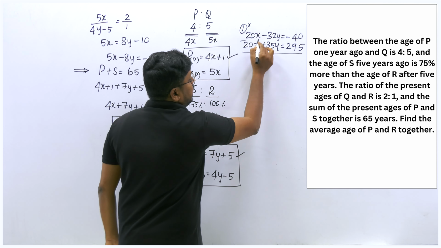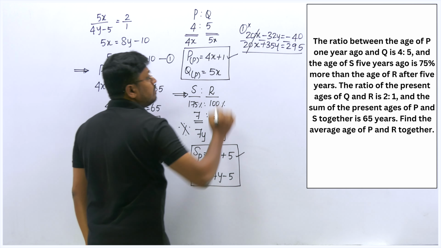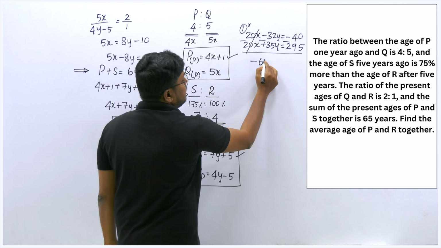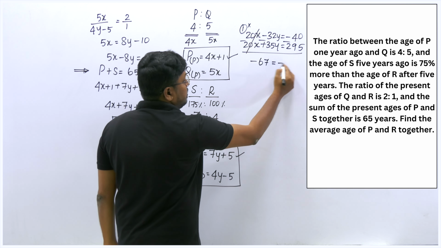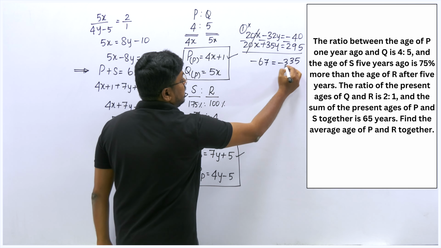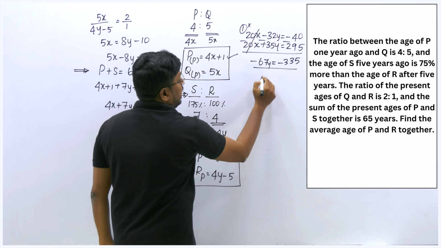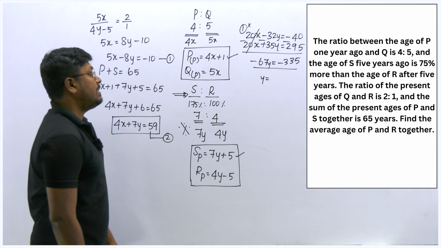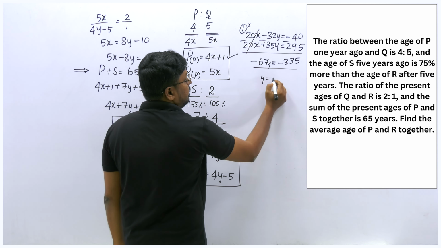So now minus minus minus, and we can cancel both the values. So the resultant will be minus 67 equals minus, again here also we have minus, right? So this will be 335. So y is equal to, I think 7 6s are 30... so I think we can say that y is equal to 5, right?